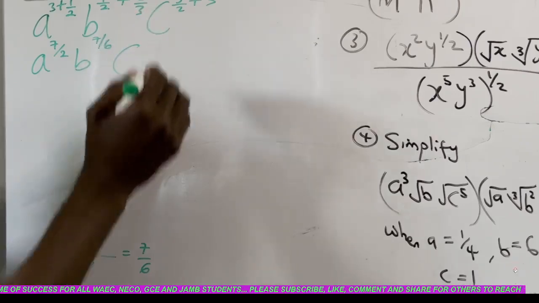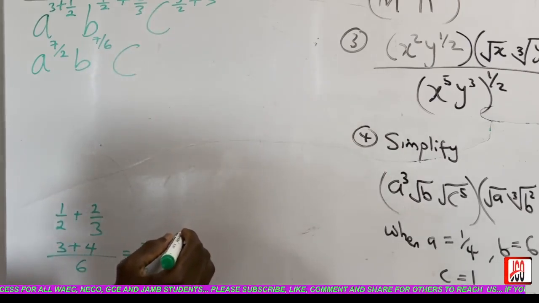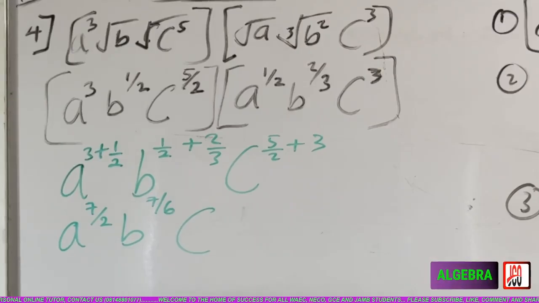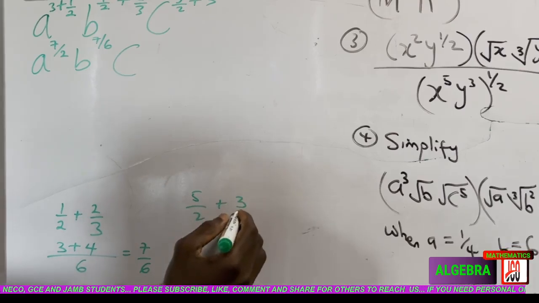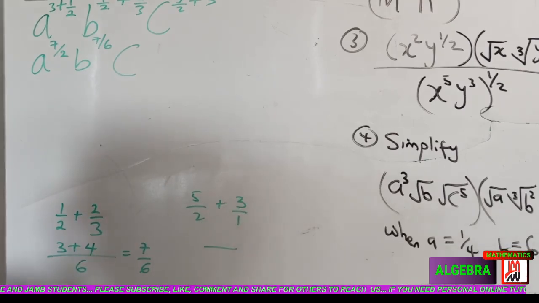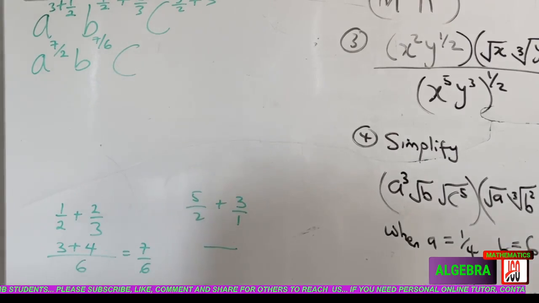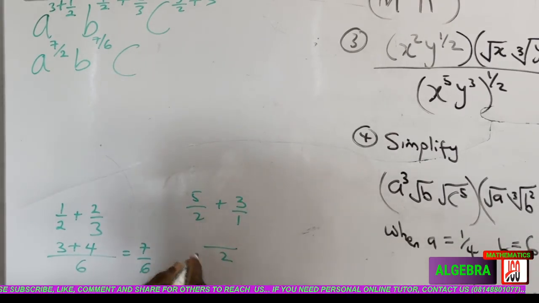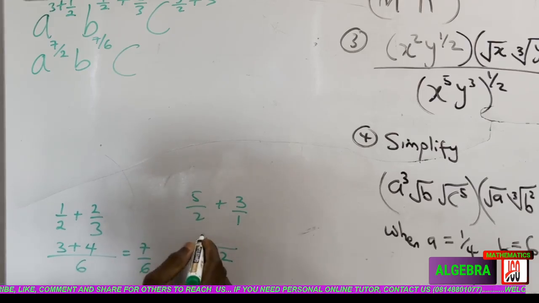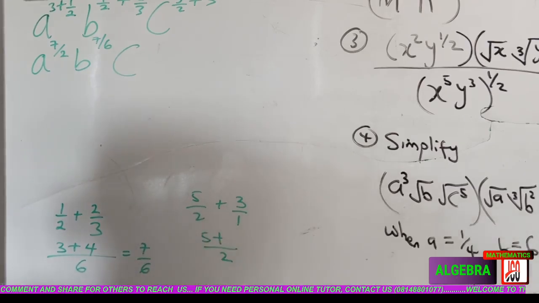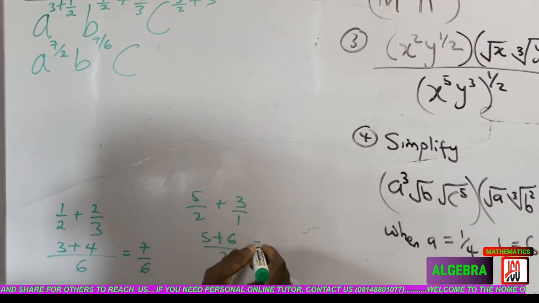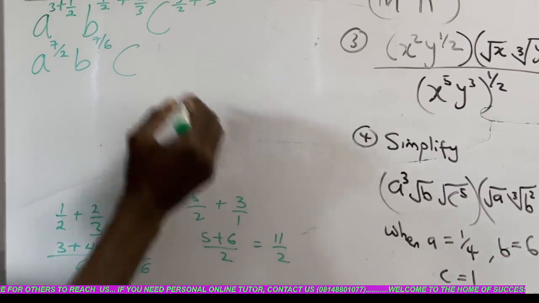Then C raised to power 5 over 2 plus 3. 3 is also 3 over 1. LCM of 2 and 1 is 2. 2 divided into 2 is 1. 1 times 5 is 5, plus 1 divided into 2 is 2. 2 times 3 is 6. Gives me 11 over 2.